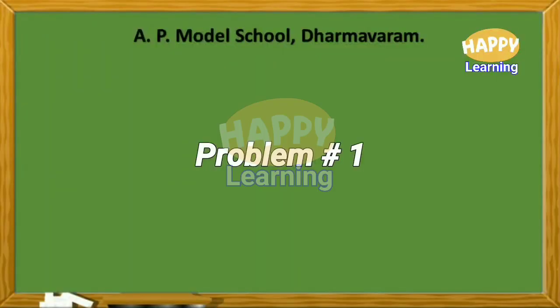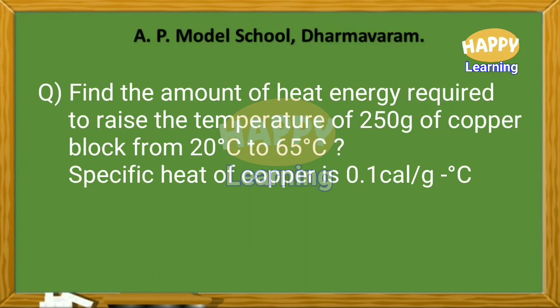Problem number 1. Find the amount of heat energy required to raise the temperature of 250 grams of copper block from 20 degrees Celsius to 65 degrees Celsius. Specific heat of copper is 0.1 calorie per gram per degree Celsius.